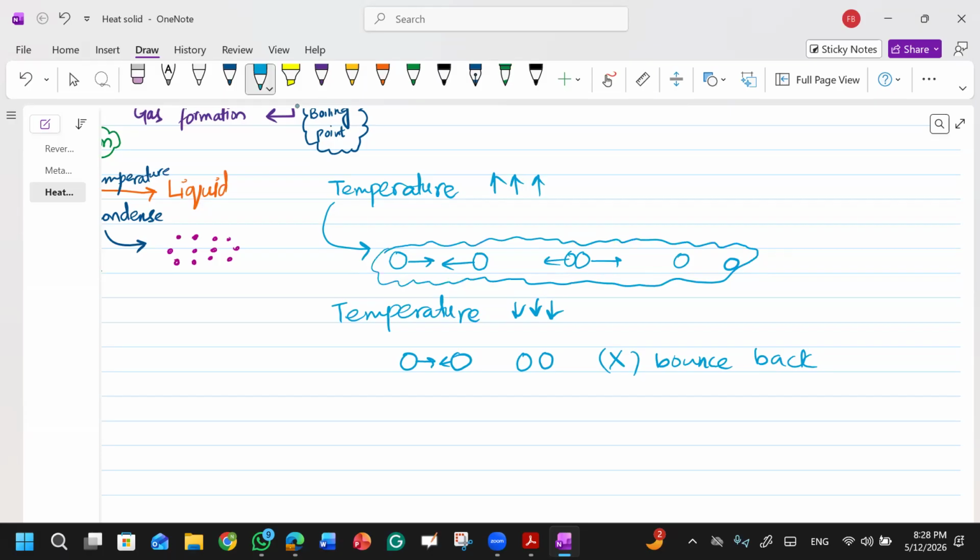That's why particles will not bounce back in the cooling curve, because they don't have enough energy. When they approach each other, they will remain closer to each other. And why will they remain closer to each other? Because in the cooling curve, their temperature is decreased, and due to this decreased temperature, they cannot bounce apart. They will remain closer to each other.